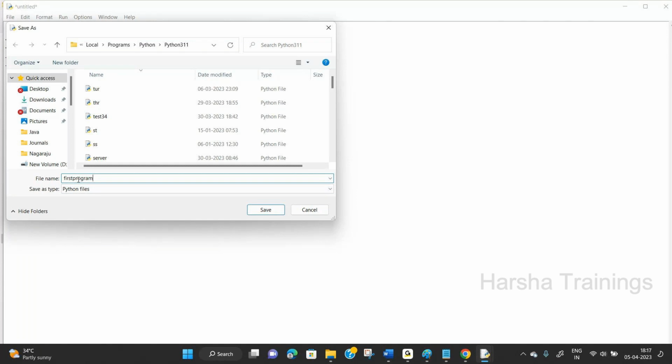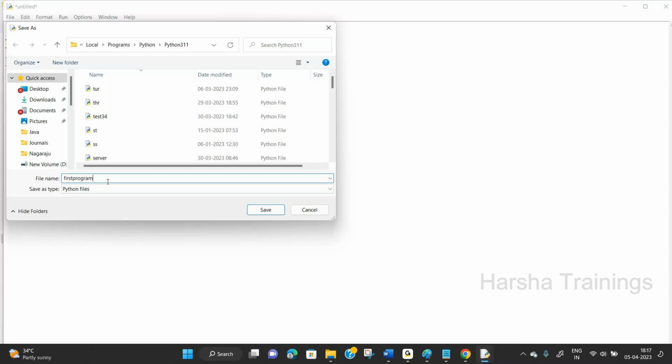Python file. Remember, every Python file is saved as file name .py. The .py specifies this is a Python file. But remember, in this example, even though you give .py, not a problem. Even though you do not give the .py, not a problem. You can give or not give.